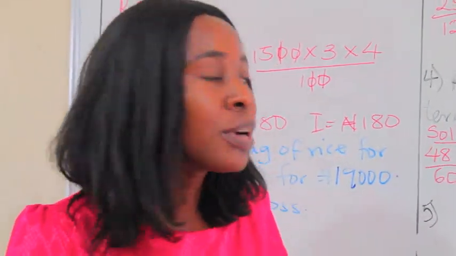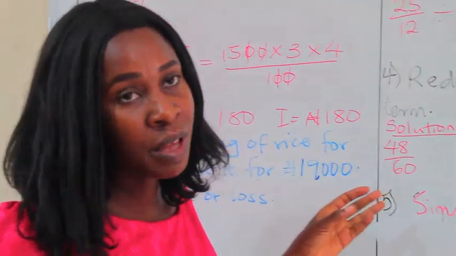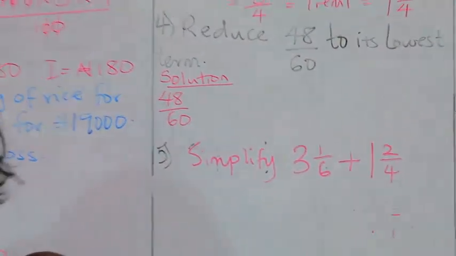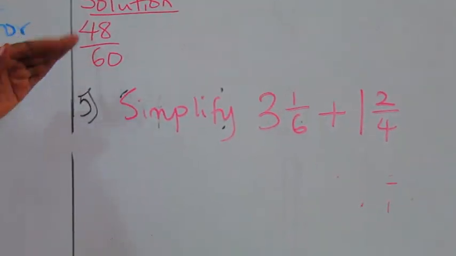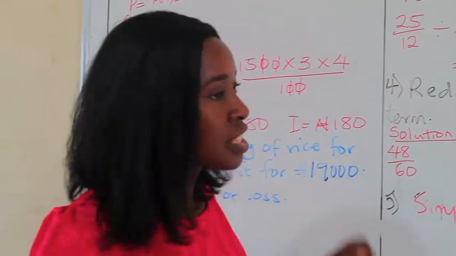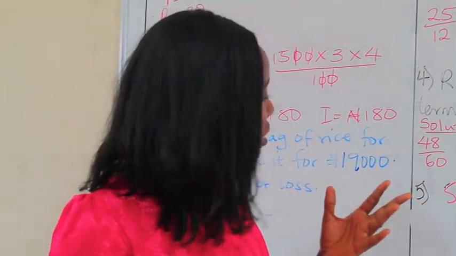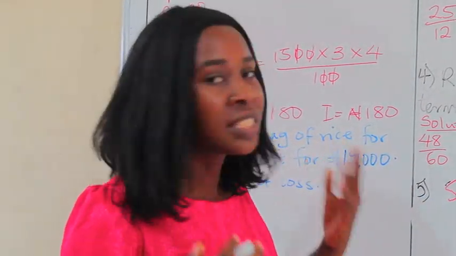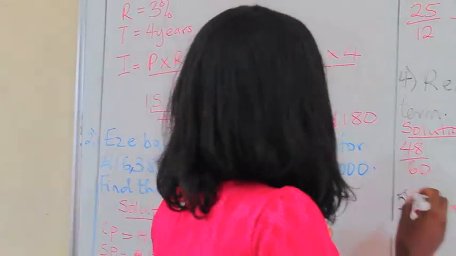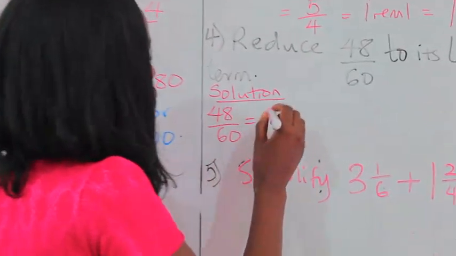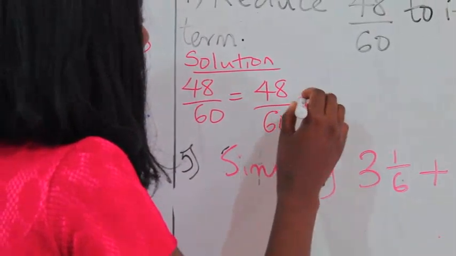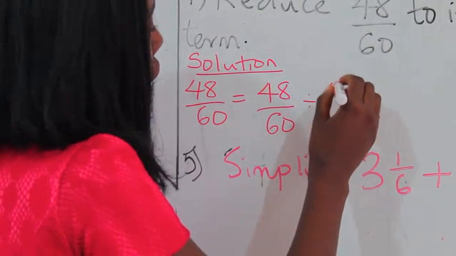Numbers like 2 can divide 48 and 60. I'm sure if you remember your rules of divisibility, you know that 2 can divide 48 and 60. 3 can also divide 48 and 60. 4 can divide 48 and 60. 6 can divide 48 and 60. For the purpose of this class, we'll be dividing 48 and 60 by 4.